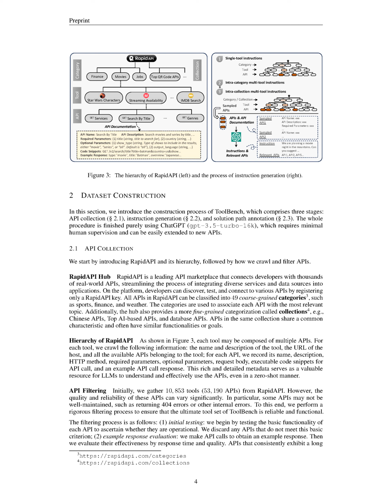For each API, we noted its name, description, HTTP method, required and optional parameters, request body, executable code snippets for API calls, and an example API call response. This comprehensive metadata is a valuable resource for language models, LLMs, to understand and use the APIs effectively, even without prior knowledge. Initially, we collected 10,853 tools, 53,190 APIs, from Rapid API.